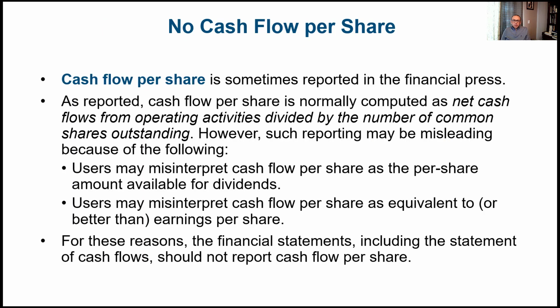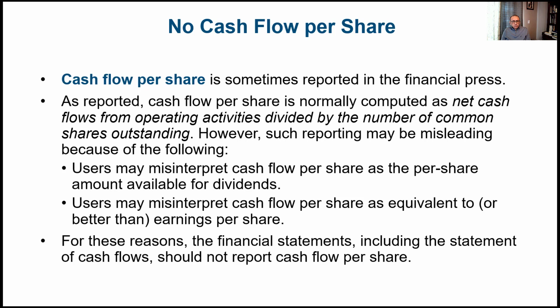One last thing before we go a little bit more into the operating activities section and see how we present the indirect method, which is the cash flow per share. The cash flow per share is a tempting measure to calculate, yet we should not do it. Cash flow per share is sometimes reported in the financial press, but from a financial perspective, this is not a correct thing. It's not like earnings per share, and it can get confusing with earnings per share. As reported, cash flow per share is normally computed as net cash flow from operating activities divided by the number of common shares outstanding. However, such reporting may be misleading because of the following.